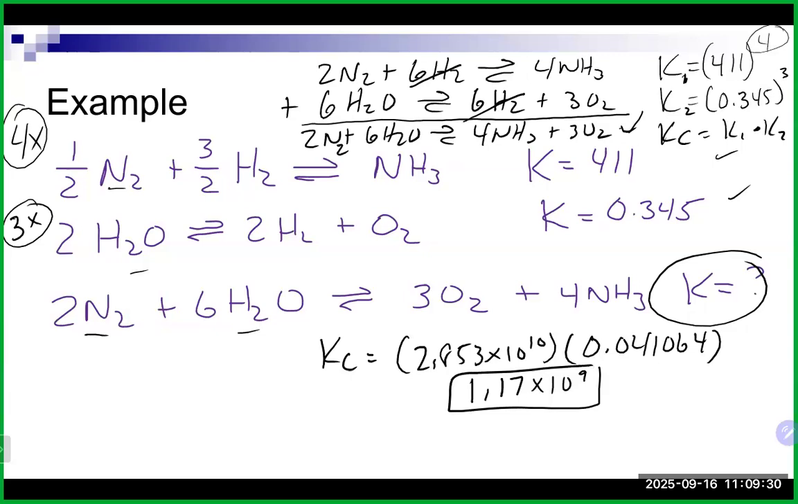Any questions on that? So again, sometimes you do need to manipulate these equations. The key is just to keep track of what you did and make sure you adjust the K values. And again, don't adjust them like you would do with delta H because you'll get it wrong. And again, that's a very, very common error people make. Any questions?